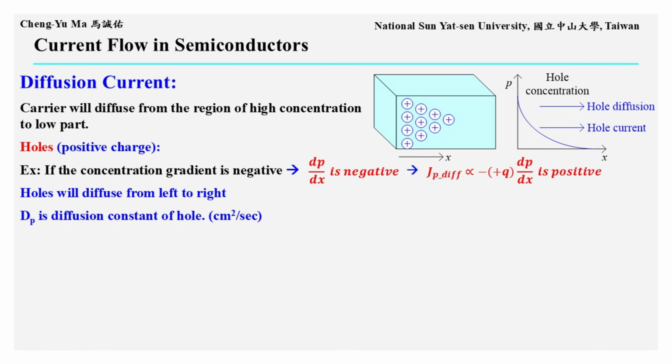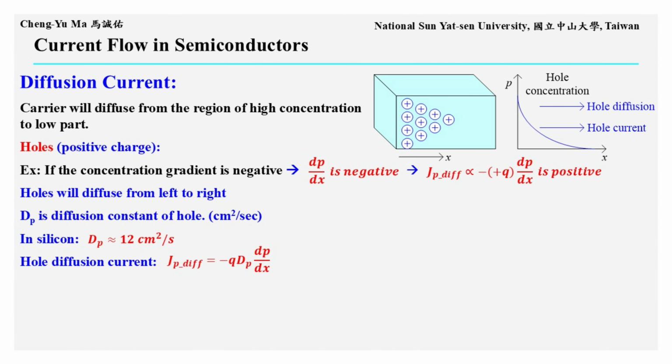The diffusion ability of holes in a semiconductor is described by the diffusion constant, Dp. D means diffusion, and p indicates holes. The unit is square centimeters per second. This constant represents the diffusion ability under the same concentration gradient. A larger value means faster diffusion, higher diffusion velocity, and a larger diffusion current. In silicon, the hole diffusion constant is about 12 square centimeters per second.